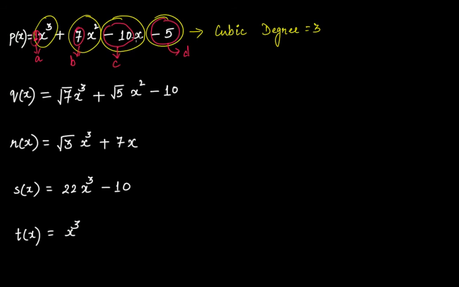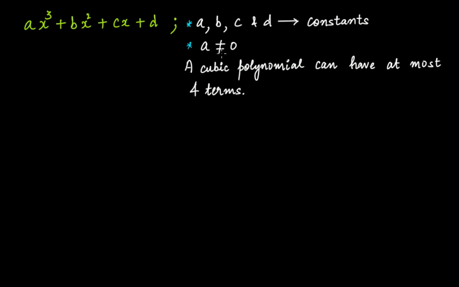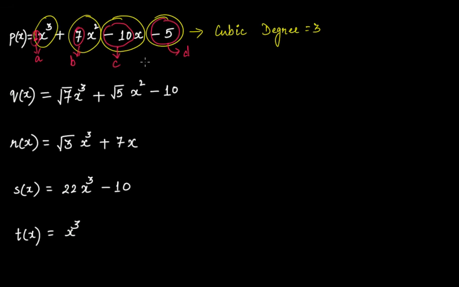Now, the next point is that a cannot be equal to 0. Think, what happens if here in place of 1 it was 0? What would happen? It would become 0 multiplied by x cubed, and the rest would be the same, that is 7x squared minus 10x minus 5. So if a becomes 0, that is 0 multiplied by x cubed.